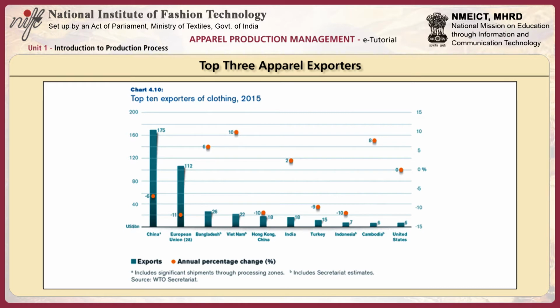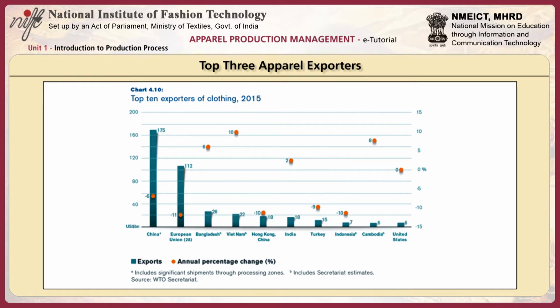Vietnam at $22 billion. Hong Kong at $18 billion. India at $18 billion. Turkey at $15 billion. Indonesia at $7 billion. Cambodia at $6 billion. And finally, United States of America at $6 billion.